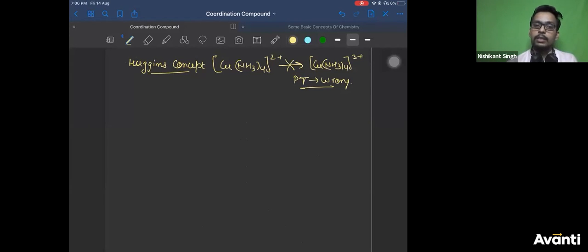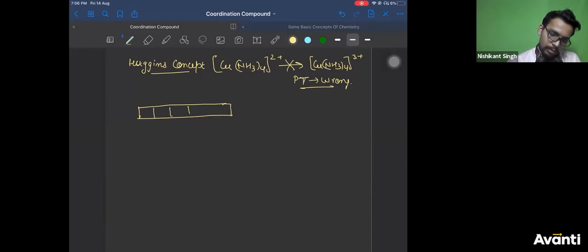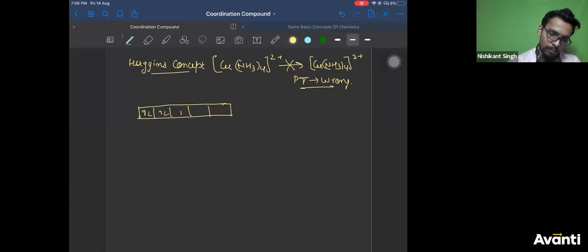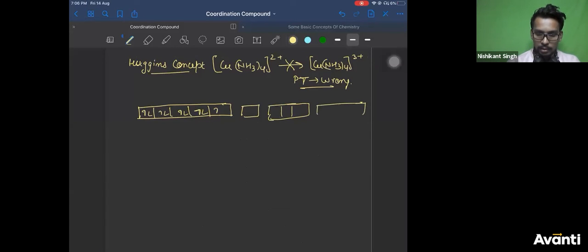Now let me come to the Huggins theory. What does he say? He said, okay, let us do the following. Let it remain as it is. No problem. What we will do is, we need 1 d orbital, 2 p orbitals, 1 s orbital. So he said, since it is 3d, it is 4s, it is 4p, it is 4d. Since they belong to the same shell, these 4p and 4d orbitals can mix with each other for hybridization.